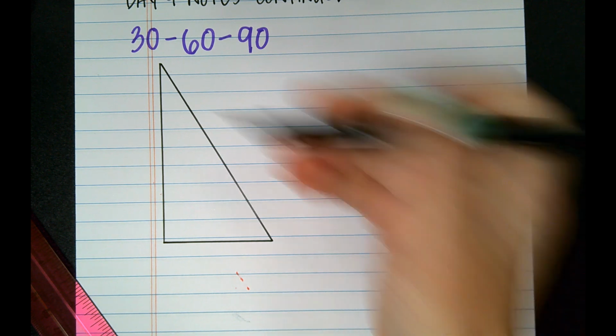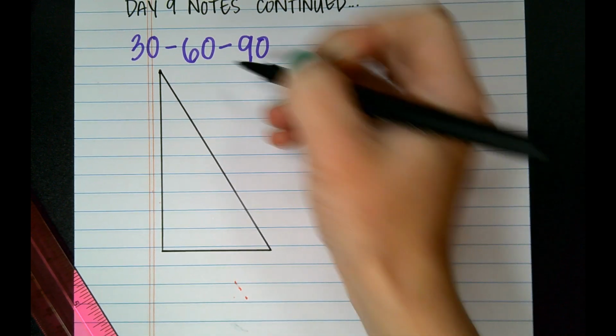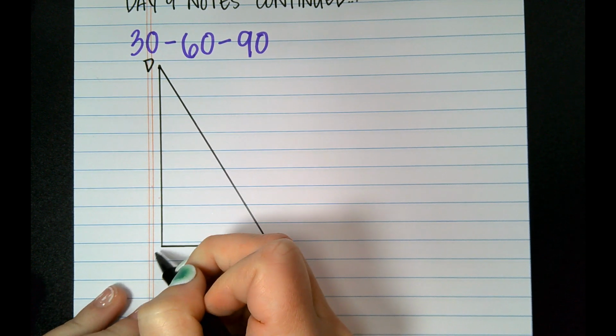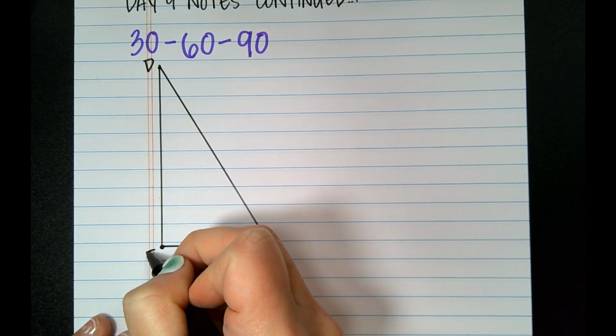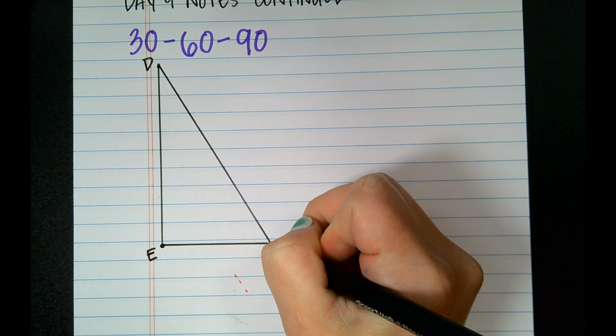Then we're going to name this triangle with 3 points. The top point will be D. And then straight down from there on our right angle will be E. And the bottom right corner is going to be F.